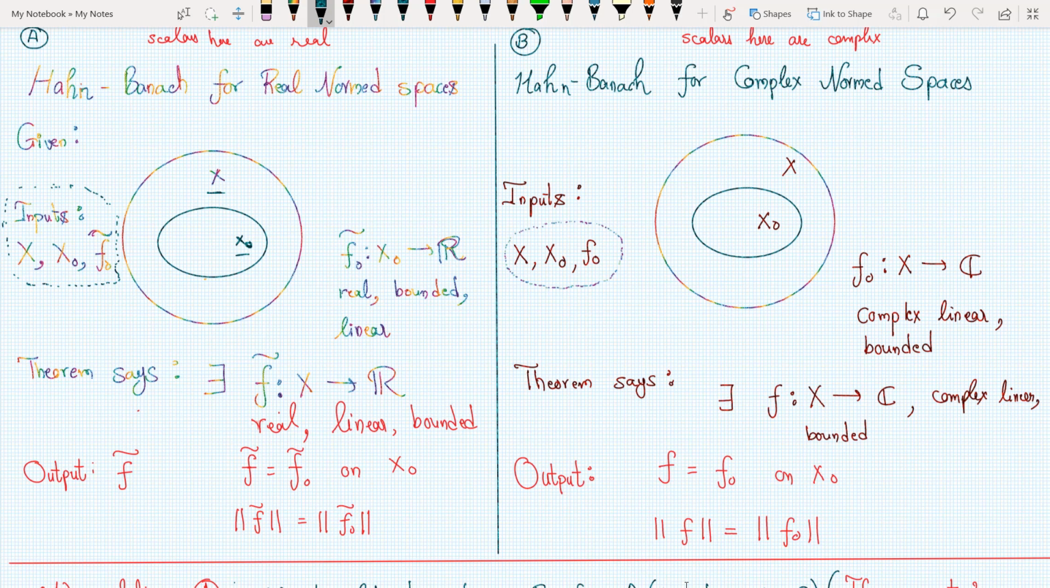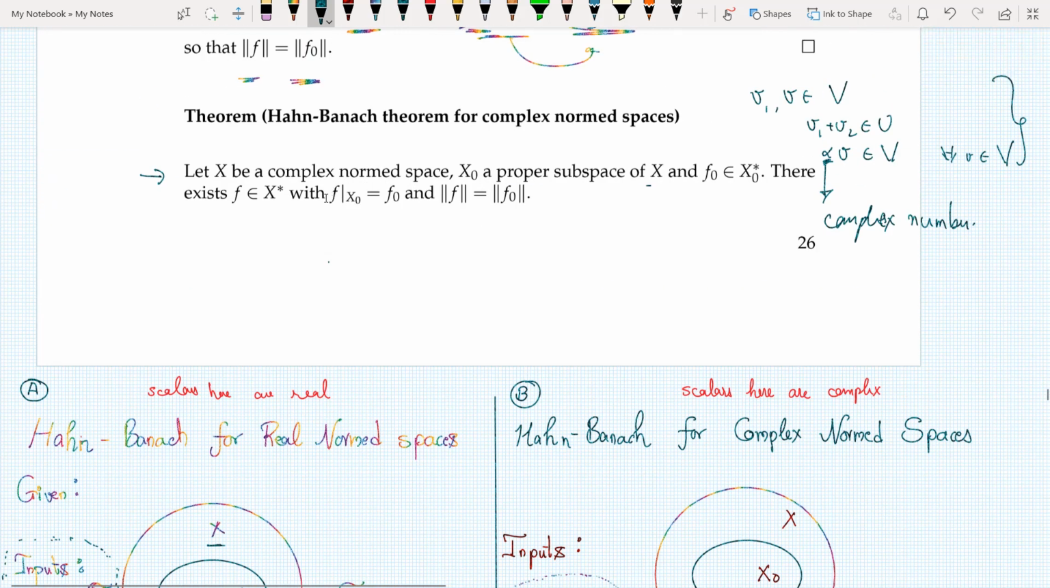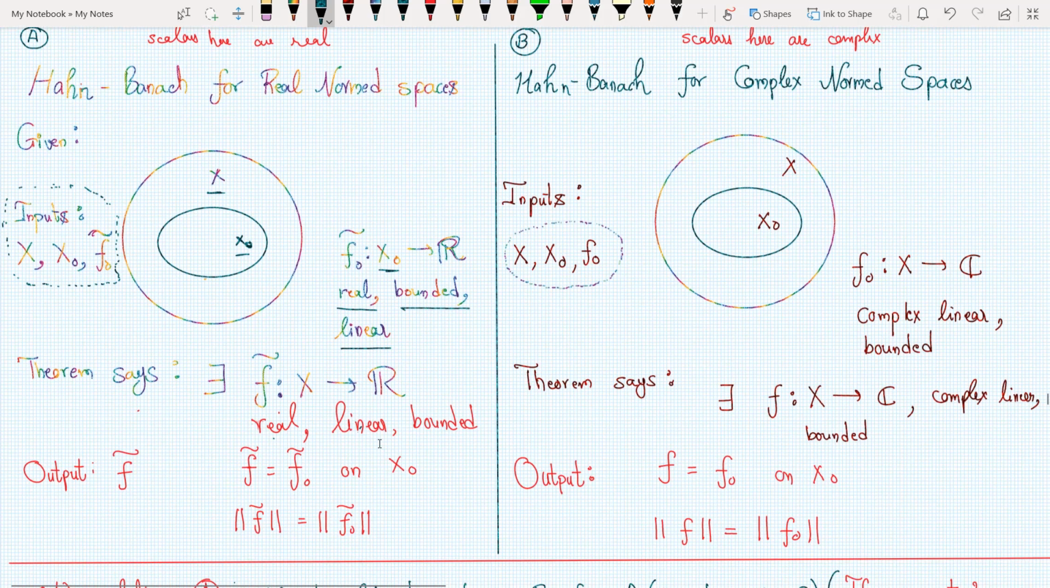So this is what's given to me, that F naught tilde is a functional from X naught to capital R, or should I say the space of real numbers, and F naught tilde is real, bounded, and linear. Now the theorem says that there exists F tilde from X to real numbers. See, here it was from X naught and here it's from X to real numbers, such that F tilde is real, linear, bounded, and F tilde is equal to F naught tilde on X naught. That's the same thing written here in a more informal way, and the norms are equal. So the norm of F tilde is equal to the norm of F naught tilde.